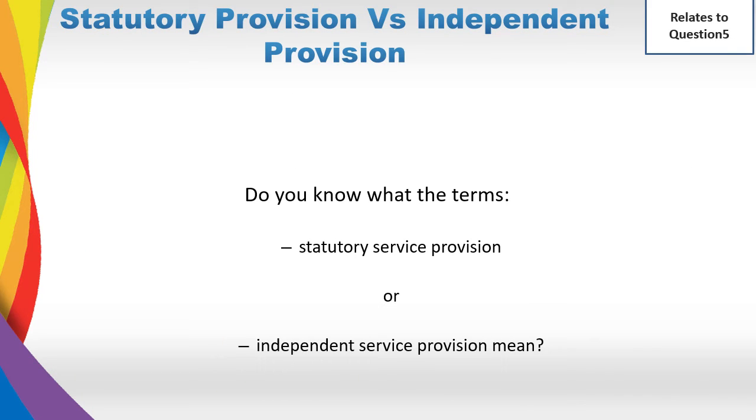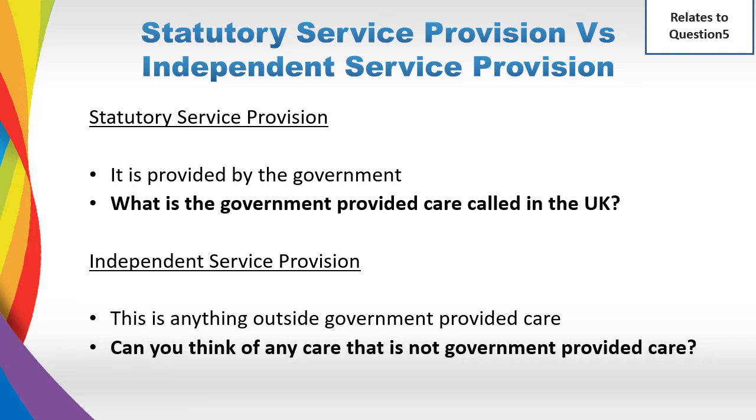Okay, so we're now moving on to the work that's based for question 5, okay? So statutory provision versus independent provision. So if you have any idea what these 2 terms mean, then that's great, but we're just going to have a look at what they mean on the next couple of slides. So statutory service provision, it sounds like it's going to be really complicated, but actually it means it's just provided by the government. Okay, so the government provide this type of care. But what's that called? What is government provided care called in the UK?